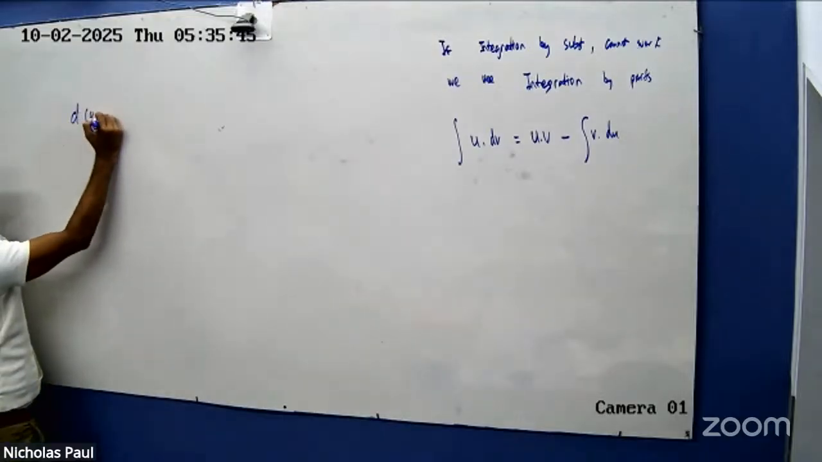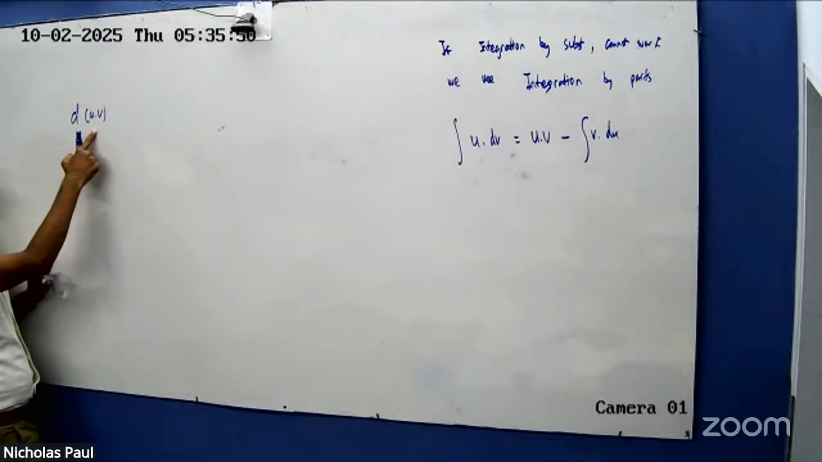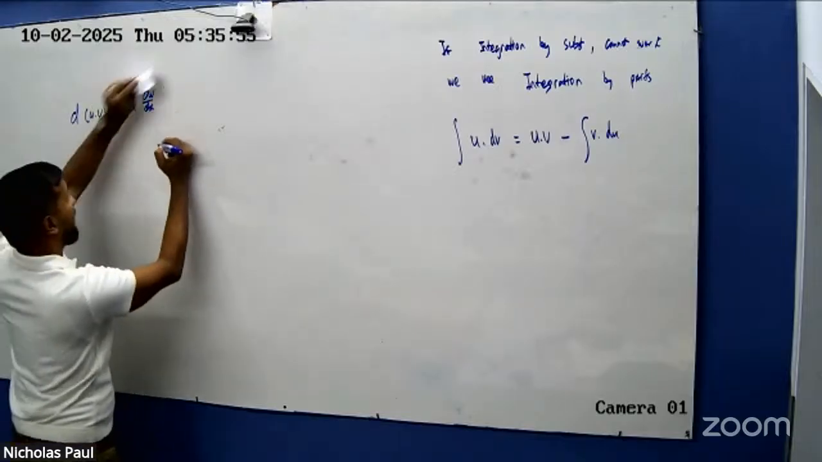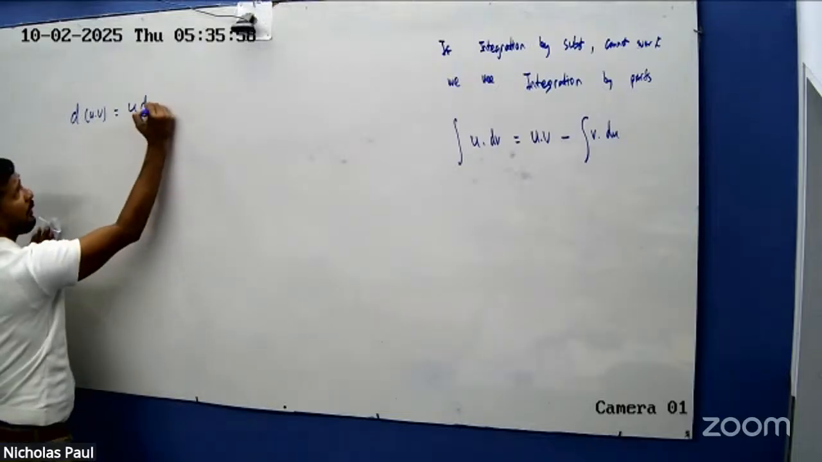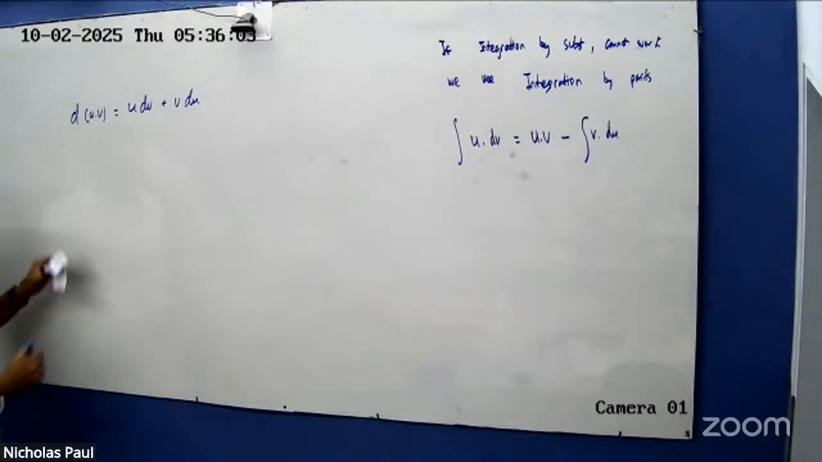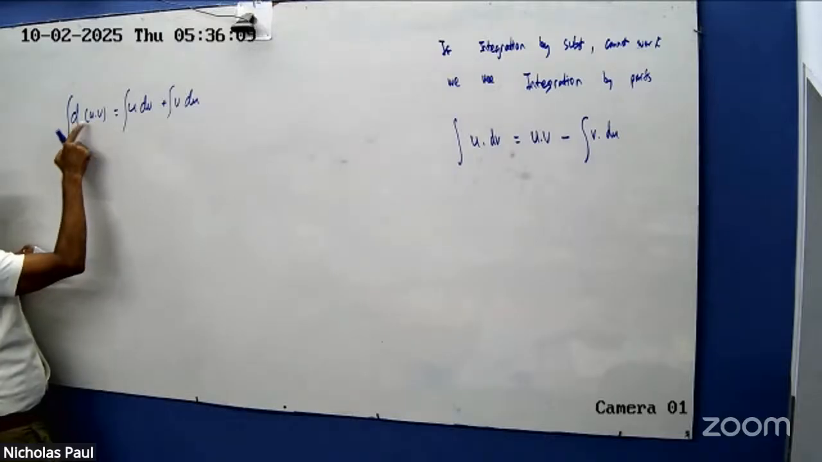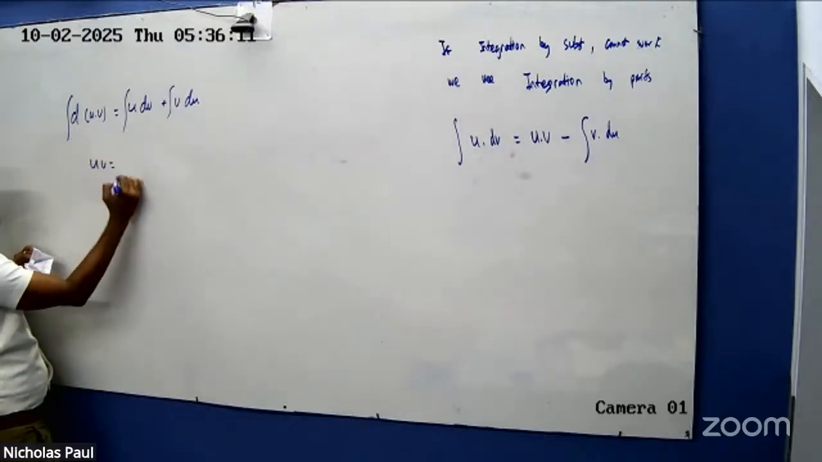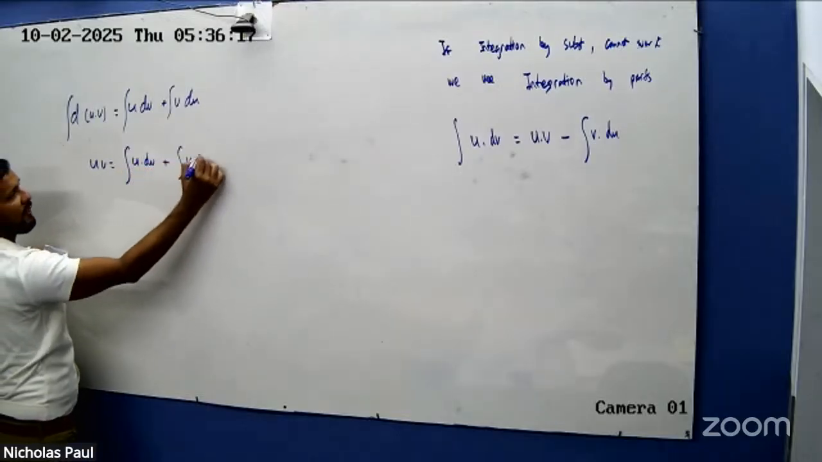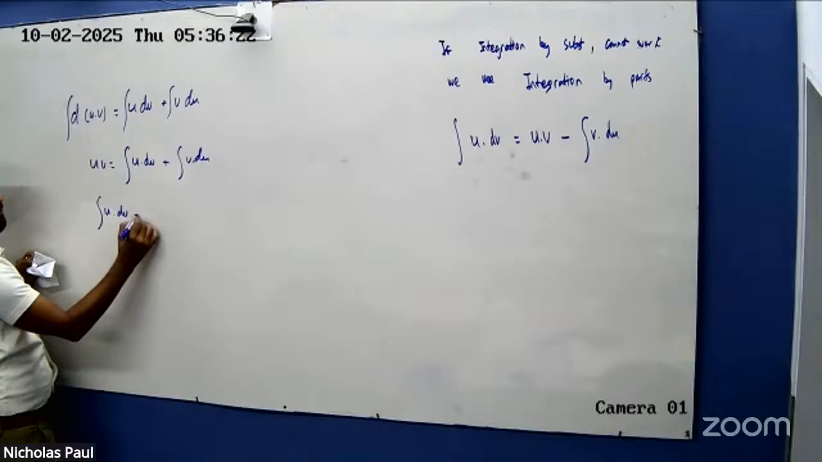If you differentiate uv, if you differentiate a product, what will you get? You will get u dv plus v du. Remember that? What would happen if I integrate now? If I integrate the differential of uv, I'll get back uv. Here, I'll get the integral of u dv plus the integral of v du. If I move it across, the integral of u dv is uv minus the integral of v du.